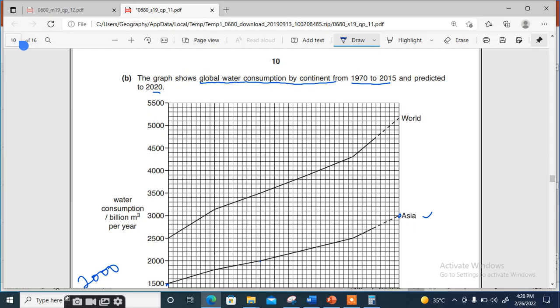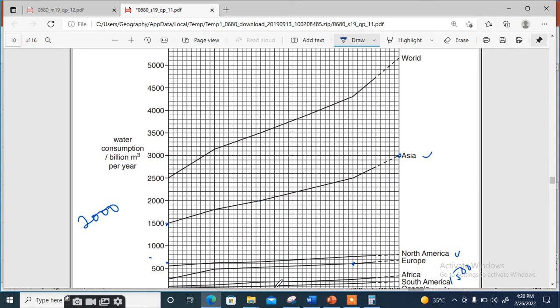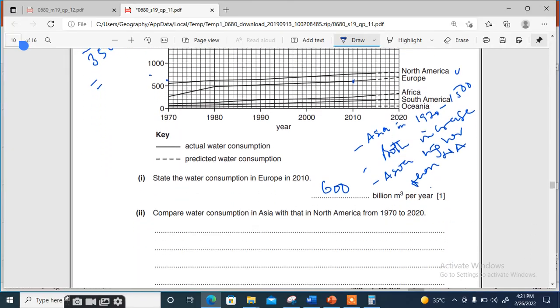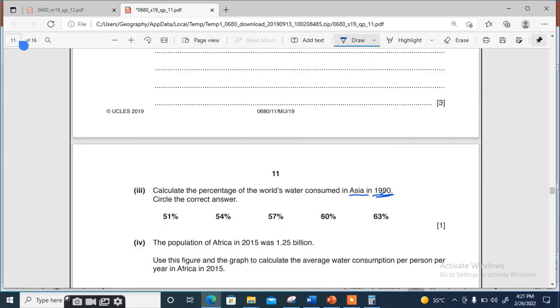So how do we get our percentage? The graph shows the world water, so you look at the world consumption in 1990. You trace it back up to this point, and that is 3,500. So it will be Asia divided by world total: 2,000 divided by 3,500 times 100 over 1. If you do that correctly, you should be having 57%.